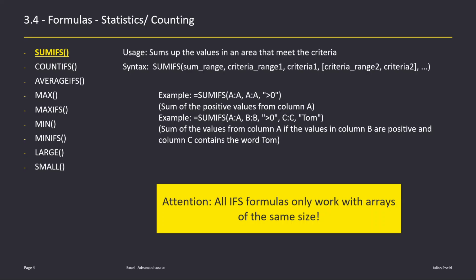And you can also sum up with a lot more complicated things. For example, sum up all the values from column A if the values in column B are positive and in column C is the word Tom, or the name of a company or of a customer number, and so on. So you could also do this. You can use, I think, more than 100 different criteria. And as you know, all ranges, all arrays should have the same size.